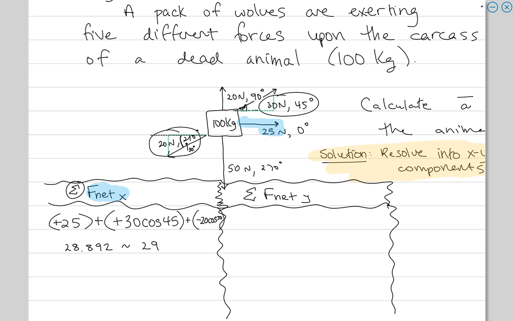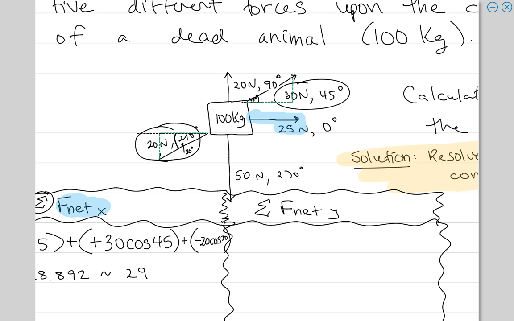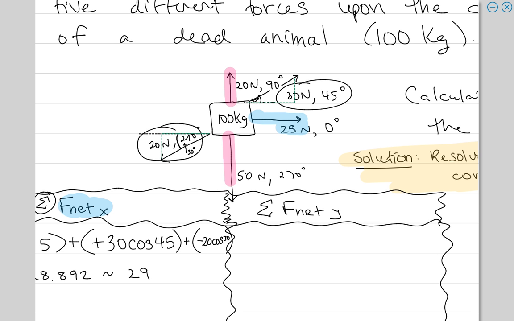Now let's do the y. Which ones are superbly easy in y? The 20 north and the 50 south. So just get those in right now. You have a 20 positive plus negative 50 plus. What other components are there? Good. You have the y component over here and you have the y component over here.